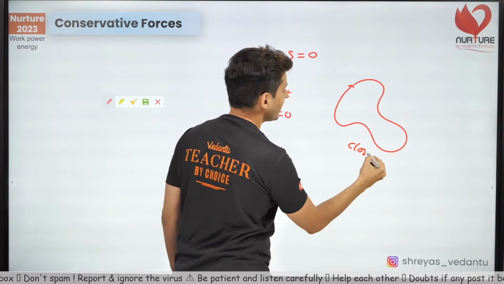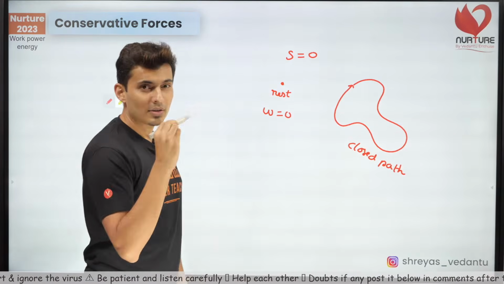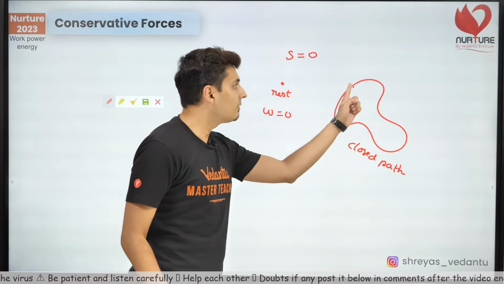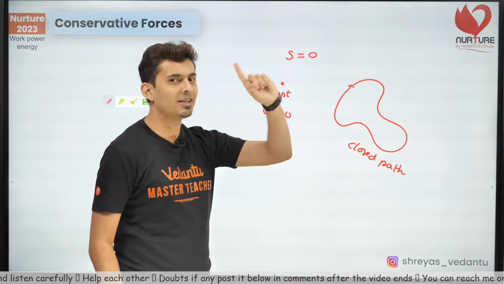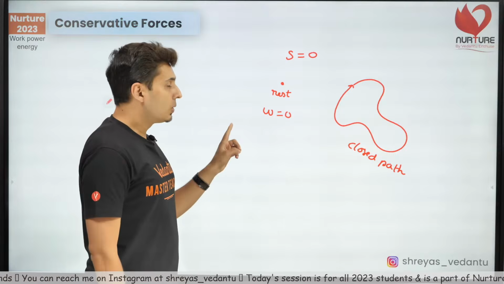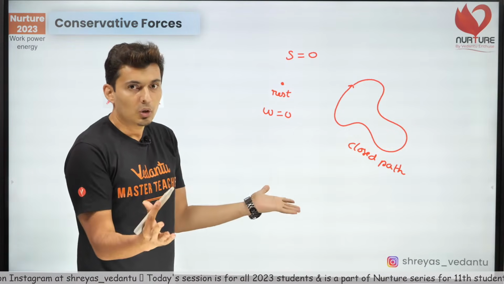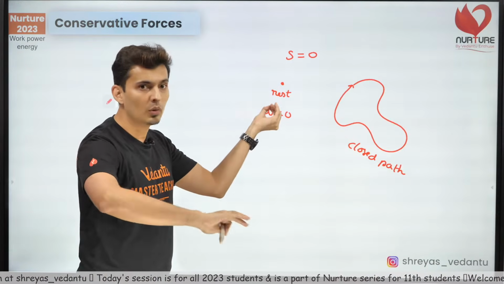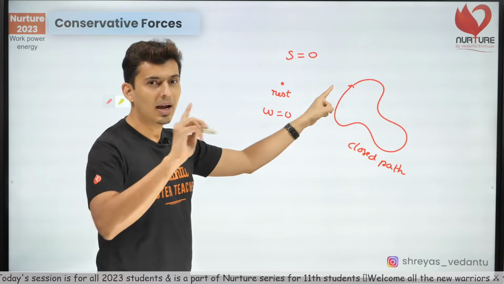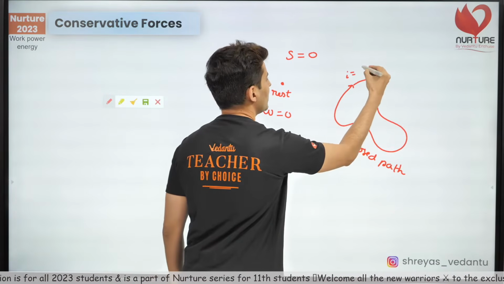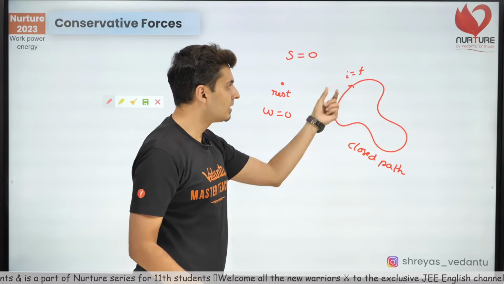This is called a closed path. There were intermediate displacements, but the total displacement is zero. That means initial and final positions are the same. So there are two possibilities. One is the object didn't move at all. The second possibility is it moved, but it came back to the same point, so initial position is equal to the final position. There were intermediate displacements.